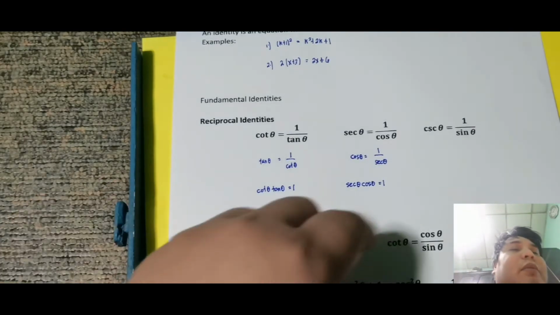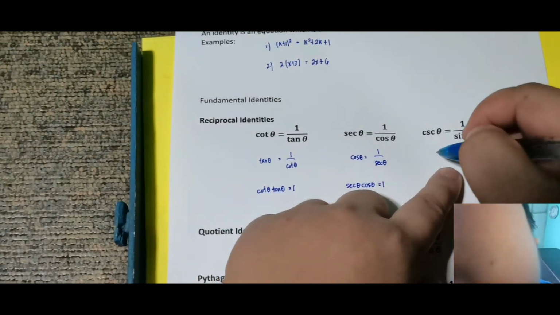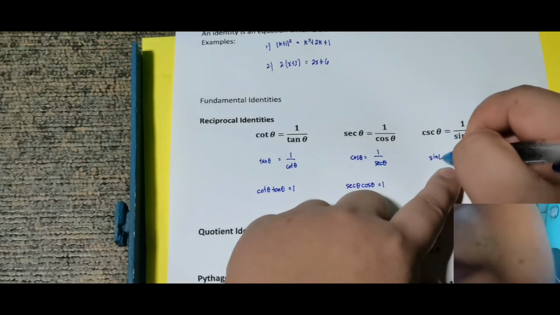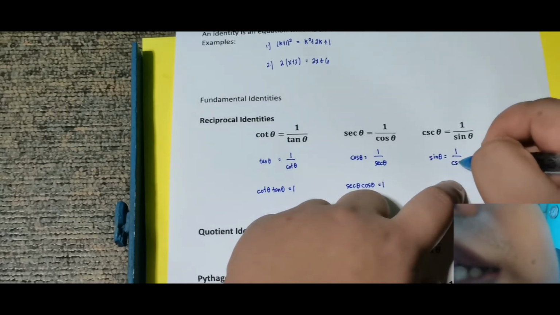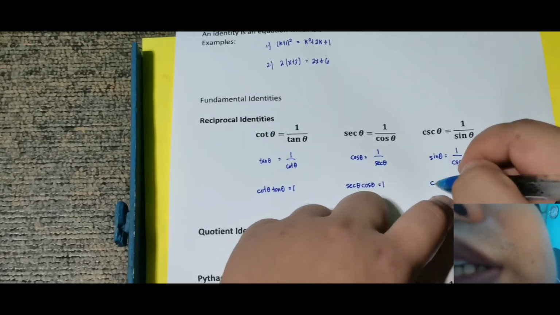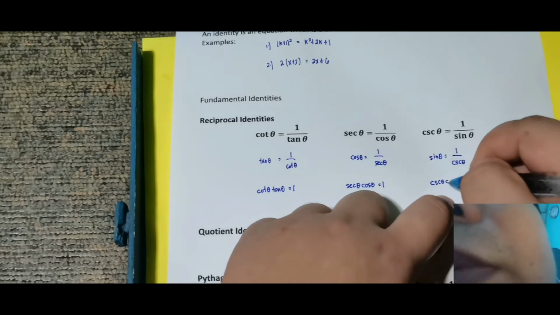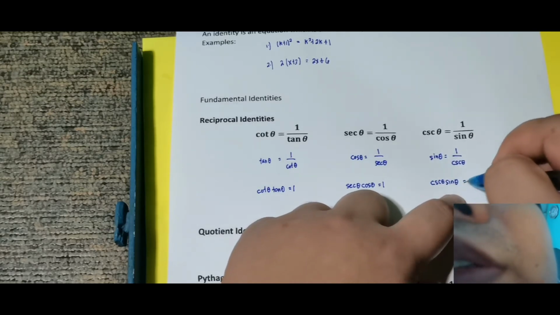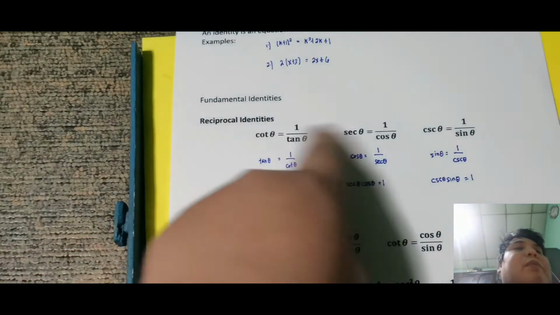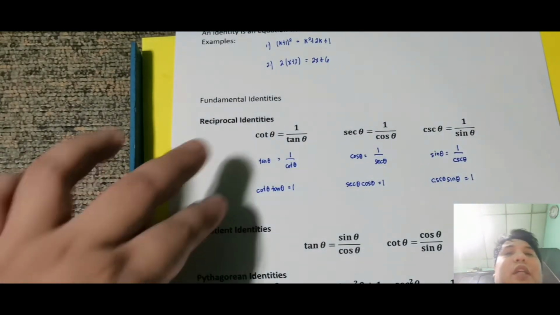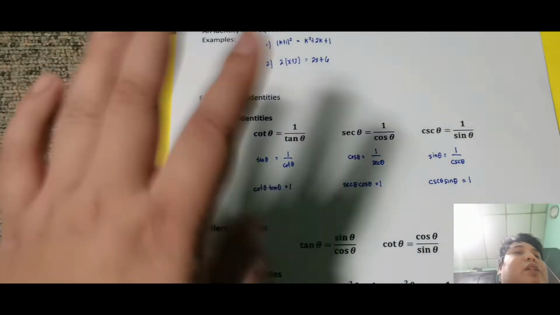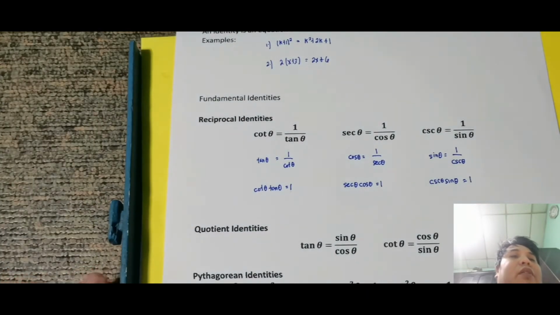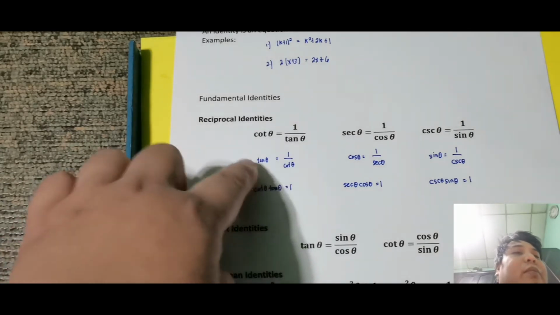Okay, so para at least mabawasan yung mga identities. Next ito ay sin theta is equal to 1 over cosecant theta. Then cosecant theta times sin theta is equal to 1. So again, sa kanila palang tatlo, naka-generate na tayo ng tatlong identities na baka maging useful sa atin. So that is the reciprocal identities. Okay, so again, reciprocal identities yung mga bagay na yan.